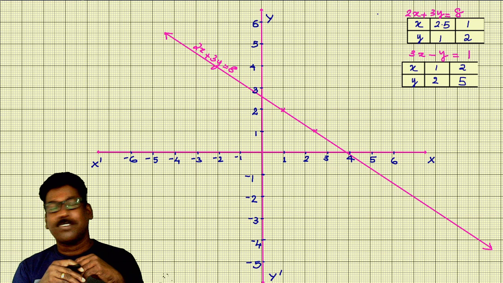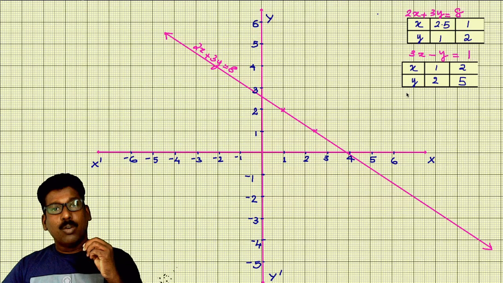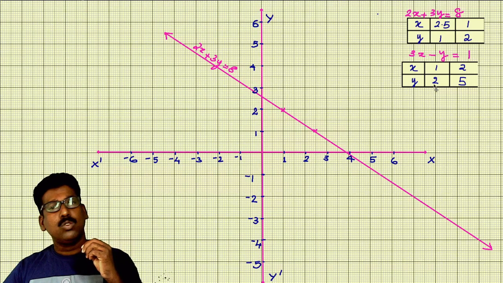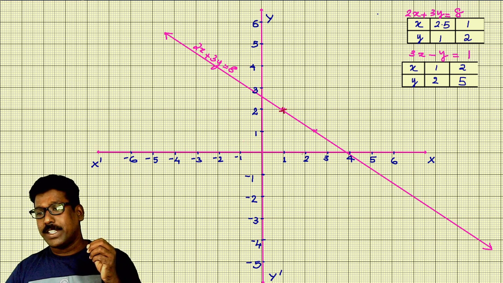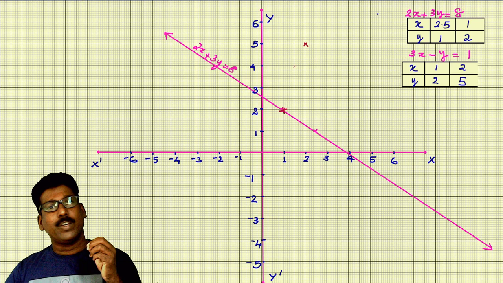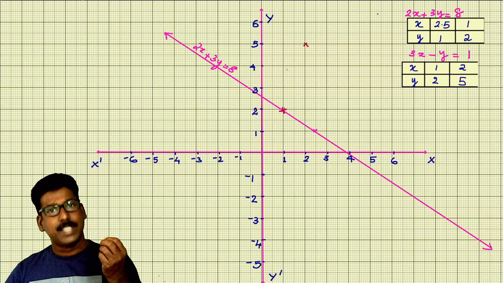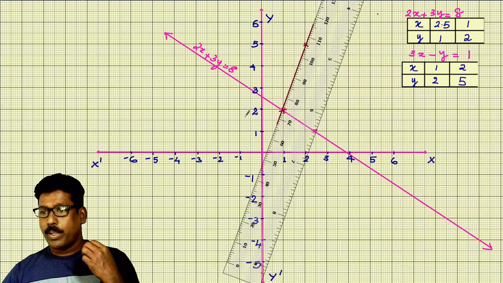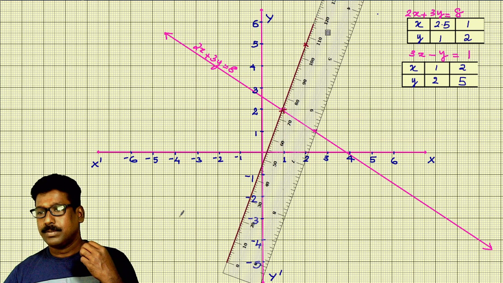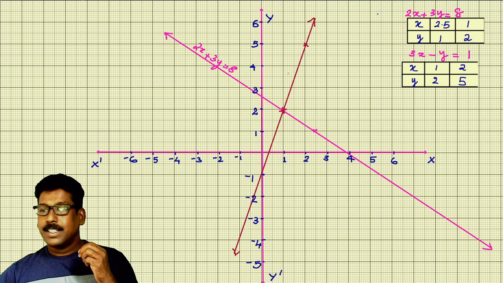Now let us draw the graph of 3x minus y is equal to 1. When x is equal to 1, y is equal to 2, this will be the point. Now x is equal to 2, y is equal to 5 will be the point here. Now joining these 2 points, you will get the graph of 3x minus y is equal to 1.